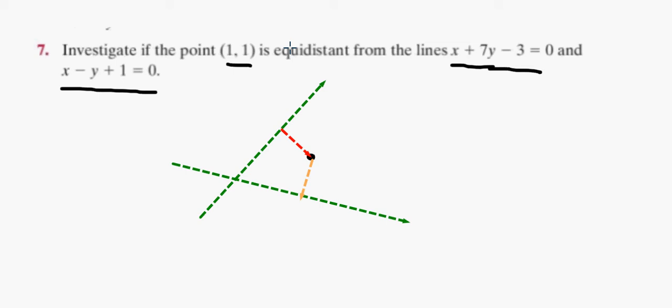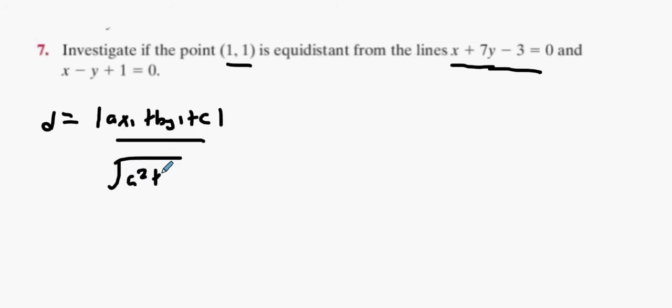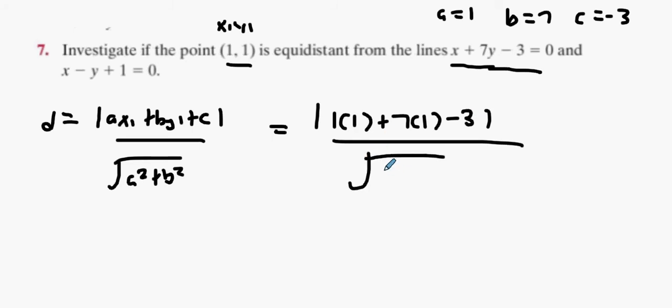Okay? So you have to do the equation twice. You're going to have to do D equals AX1 plus BY1 plus C all over square root of A squared plus B squared. X1, that's Y1. A is 1, B is 7, C is minus 3. Plug it all in, let's see how we go. 1 times 1 plus 7 times 1, take away 3, all over the square root of 1 squared plus 7 squared, which is square root of 50.